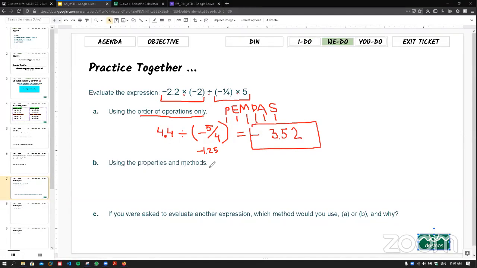Using the properties and methods. First we did the order of operation. Now it says use properties and methods. So I'm going to use the easy method. Because there are 3 negative signs, my result will be negative, and I just go with using a calculator, like 2 times 2 times 2 is 4.4, and 4.4 times 1/4. Using a calculator, you end up with the same result that we did on the previous slide. It's going to be 3.52.